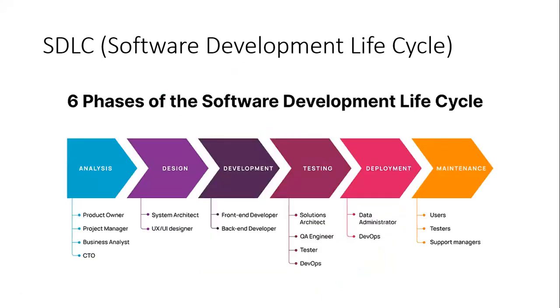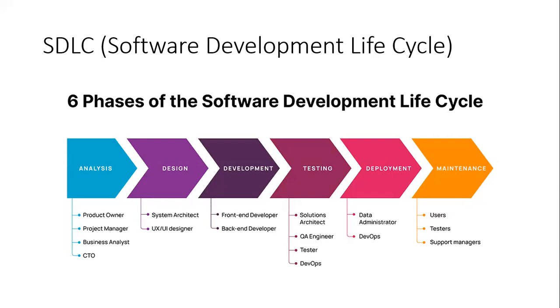Now in the same six phases, we distribute the work based upon the tasks. Initially, in the first stage, planning or analysis, as we call it, the product owner, I mean the customer, is involved. The project manager is involved. The business analyst is involved, and the CTO, that is the chief technology officer, is involved.